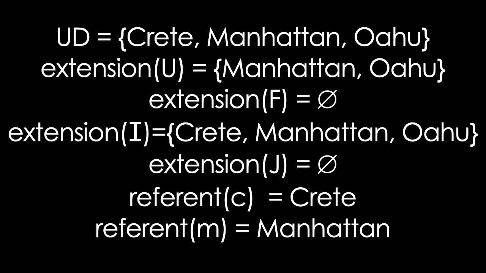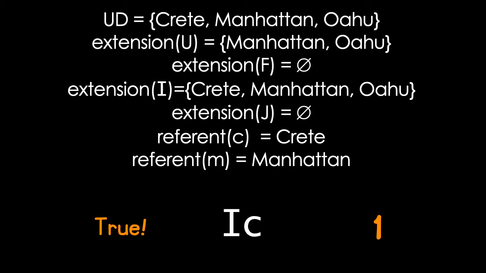We can figure out whether a sentence is true or false without worrying about what English language phrases were in the symbolization key and without having to know any geography. For example, IC is true in the model because the referent of C is in the extension of I.